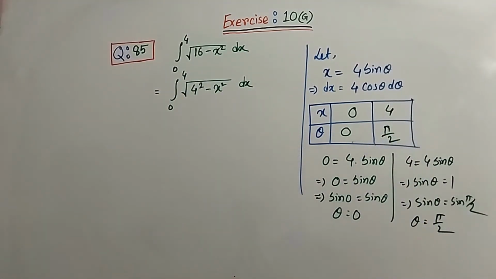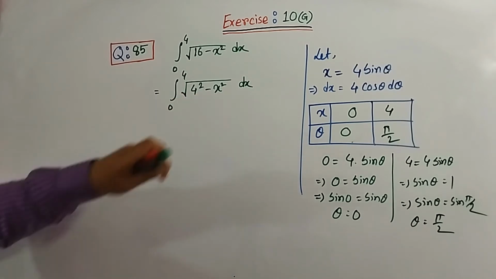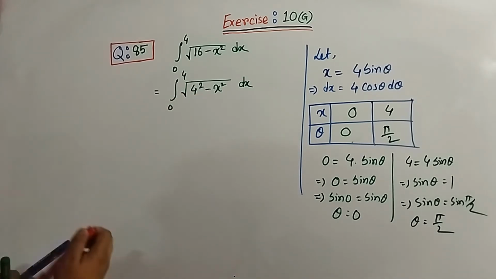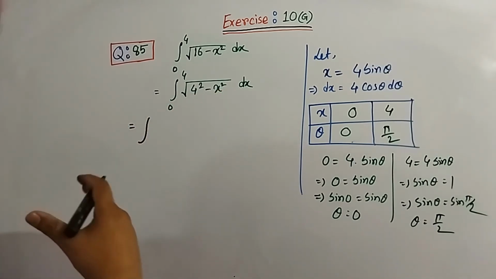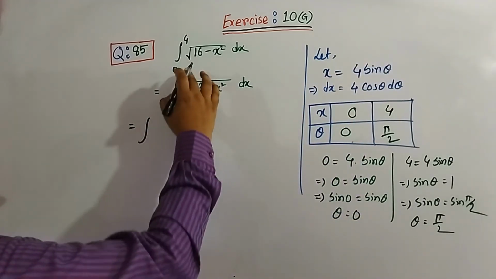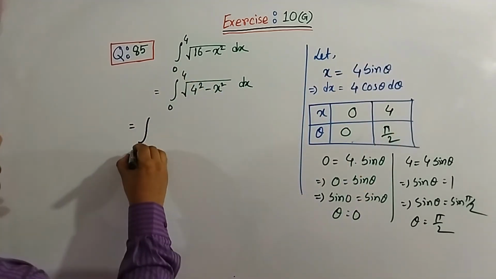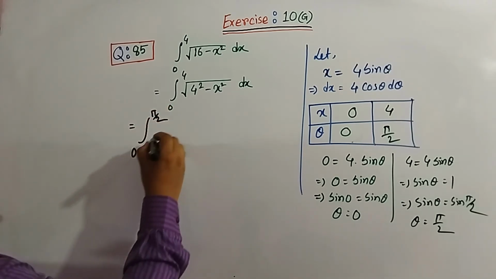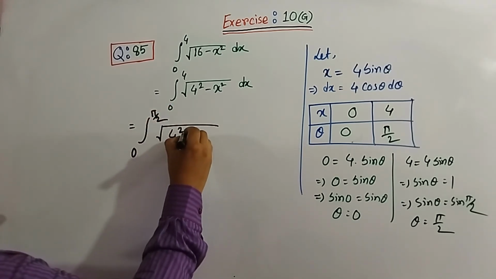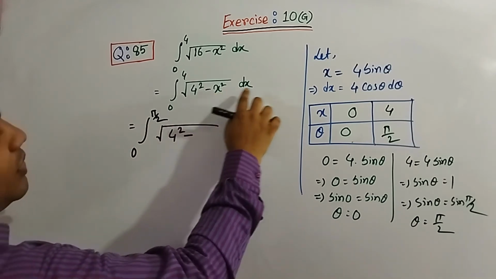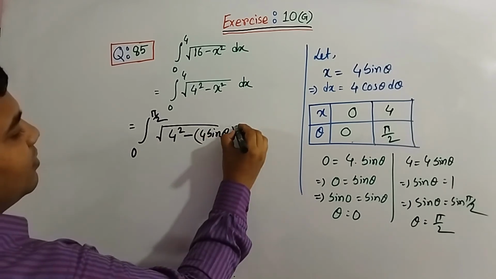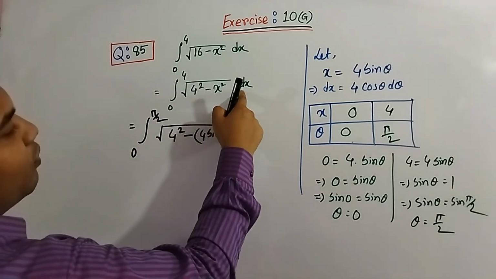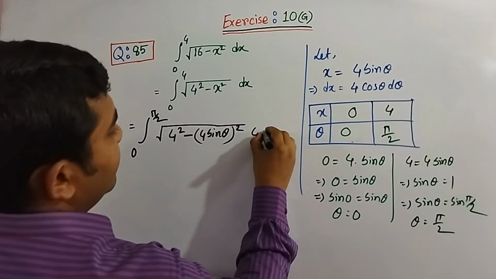Okay. Now my dear students, just put the values here. If we put in the value of 4, then what can we write here? Since x has now been replaced with theta, the limits will also be replaced. It should be 0 to pi by 2, root over 4 square minus x square, and the value of x is 4 sin theta. Okay, and what about dx? It is 4 cos theta d theta.